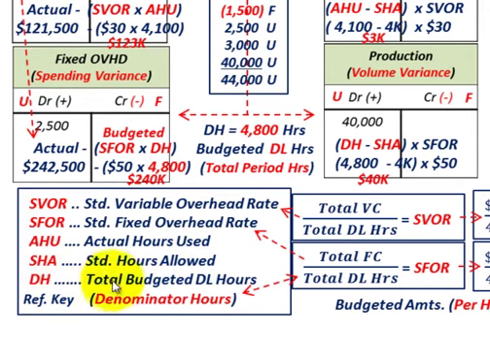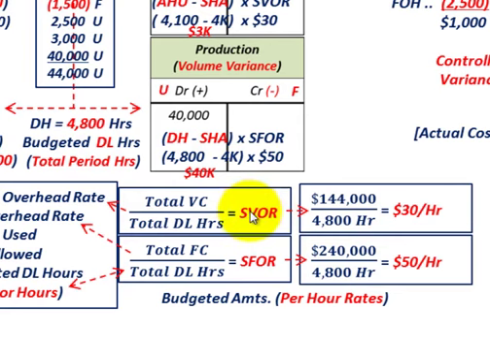And then DH is the total budgeted direct labor hours for the period, and they're referred to as the denominator hours because they act as the denominator in our formula to determine our standard variable overhead and our standard fixed overhead. So first, how do we get the standard variable overhead rate? That's simply taking our total variable costs that we have budgeted for the period and dividing them by the total direct labor hours that we've budgeted.